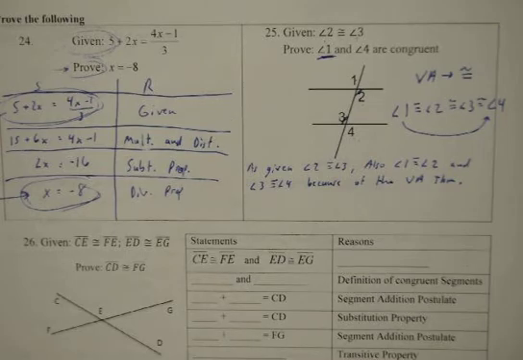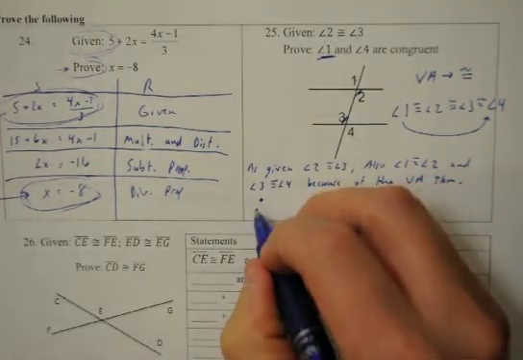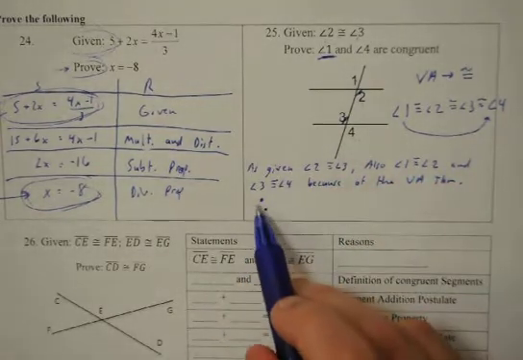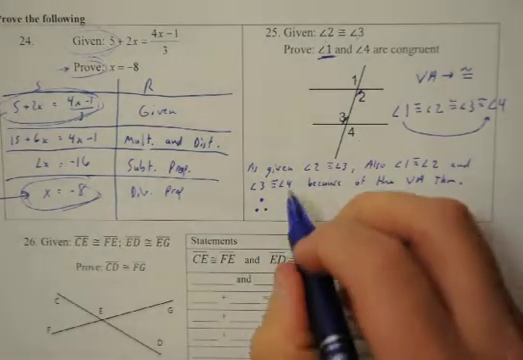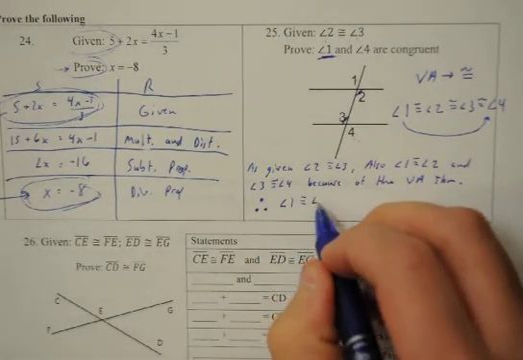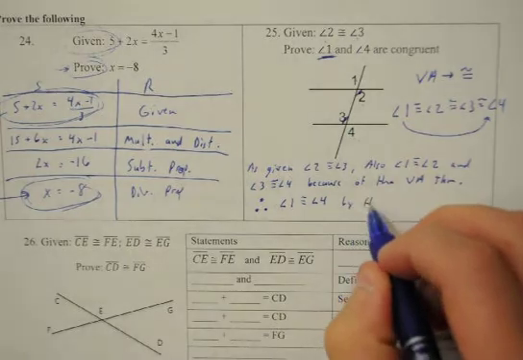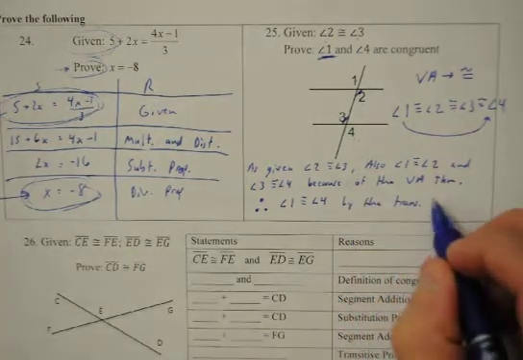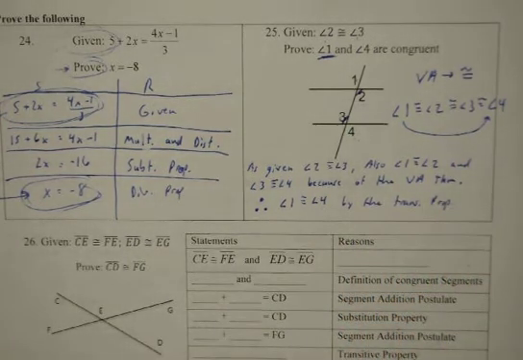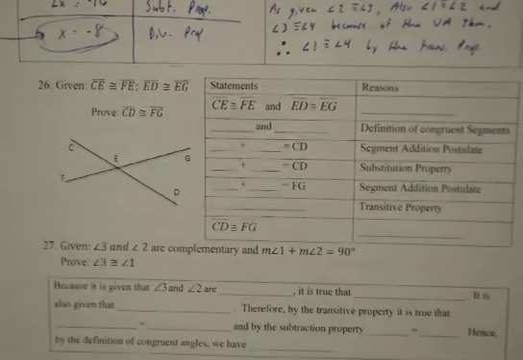I'm putting it together like a train of thought. I'm going to be lazy. Therefore, that's what therefore is mathematically. Angle 1 is congruent to angle 4 by the transitive property.